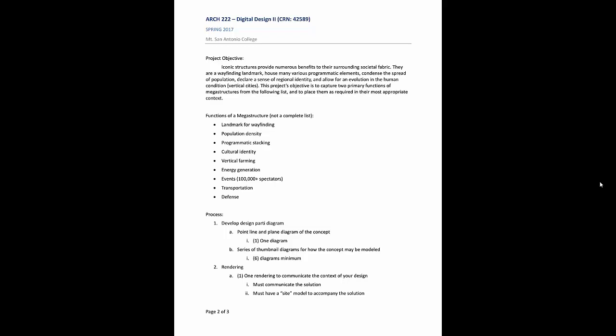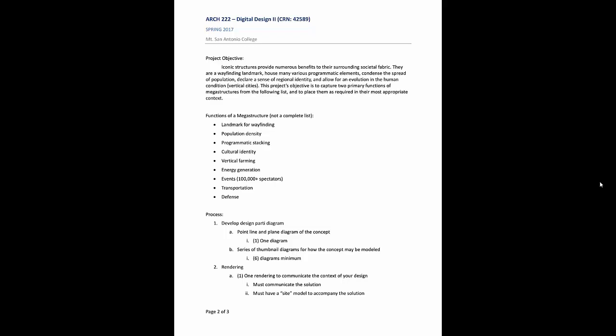You're also going to need to develop a series of thumbnail diagrams for how the concept may be modeled. So like we did in that exercise before where we did step by step what we're going to do to accomplish modeling a certain thing. You're going to need to pre-plan what your approach is going to be for this project.